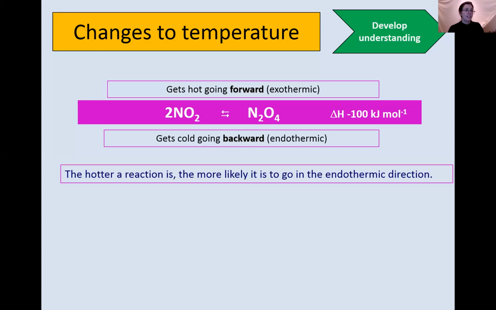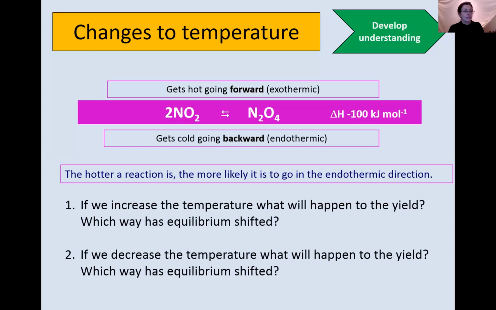So the hotter the reaction is, the more energy you're putting in, the more likely it is that the reaction will favour the endothermic direction. You put more energy in, the system wants to remove that energy, and to do so it will have to absorb it and go in the reverse direction, the direction of the endothermic process.